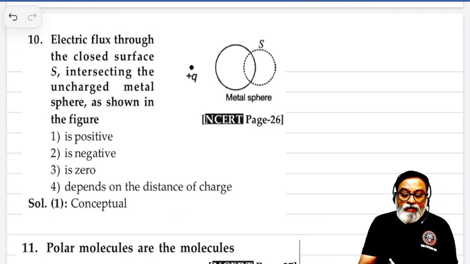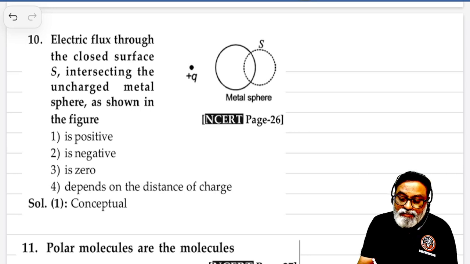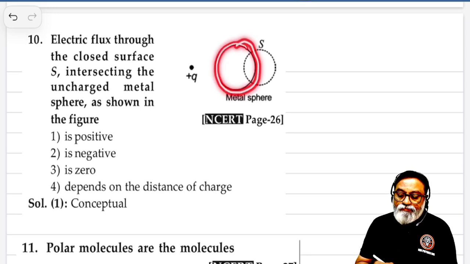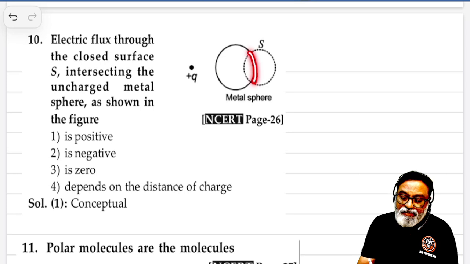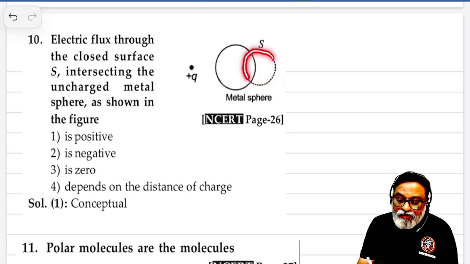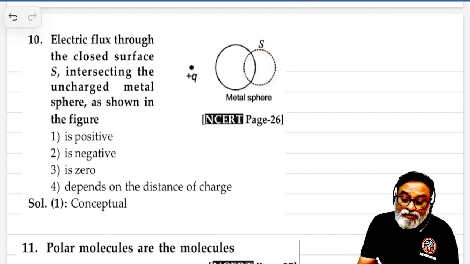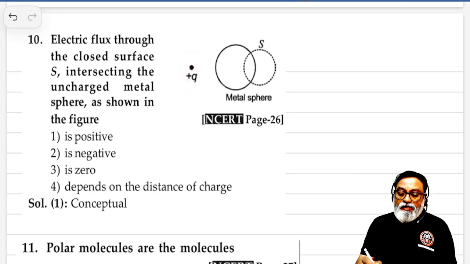See here. Electric flux through the closed surface S intersecting an uncharged metal sphere, as shown in the figure. This is the uncharged metal sphere. This part of the sphere is inside the closed surface. Therefore, inside the closed surface, there is no charge on this spherical part. Therefore, flux is 0.